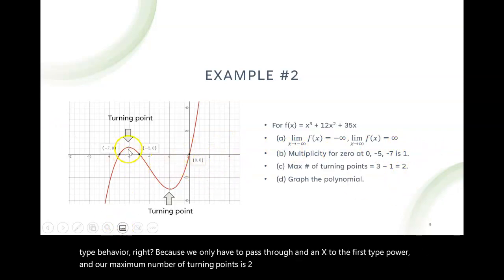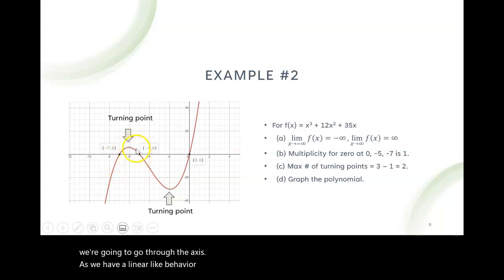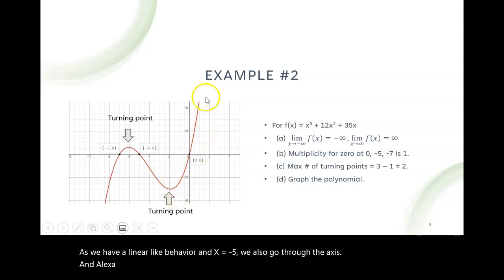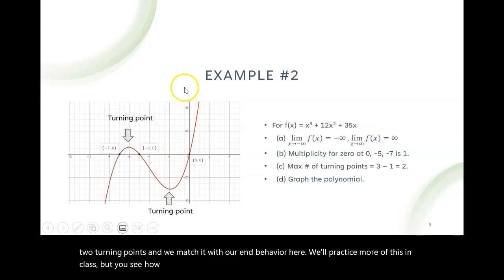When we put it all together, we have a root at negative 7. We're going to go through the axis because we have linear-like behavior. At x equals negative 5, we also go through the axis. And at x equals 0, we also go through the x-axis. Our graph is going to have 2 turning points, and we match it with our end behavior here. We'll practice more of this in class, but you see how all these pieces go together to get our nice graph.